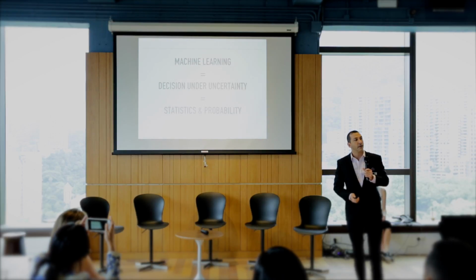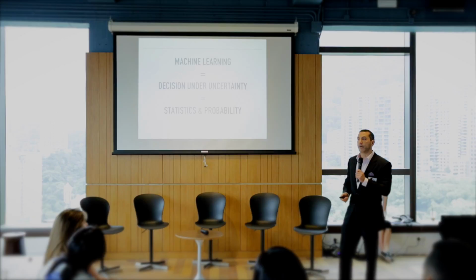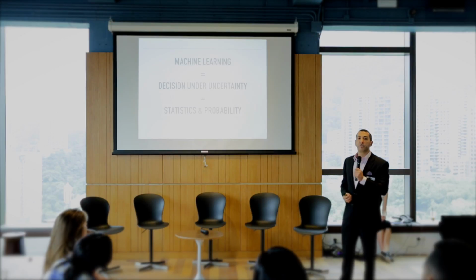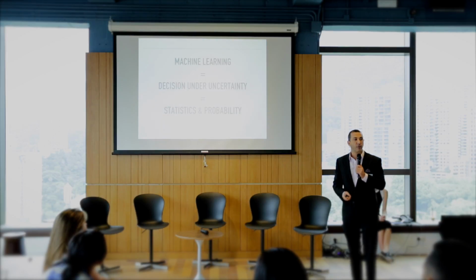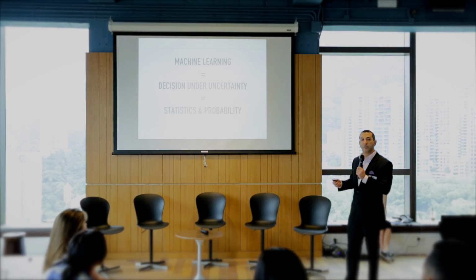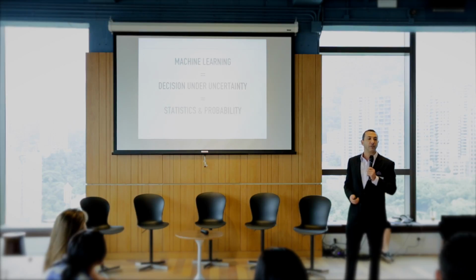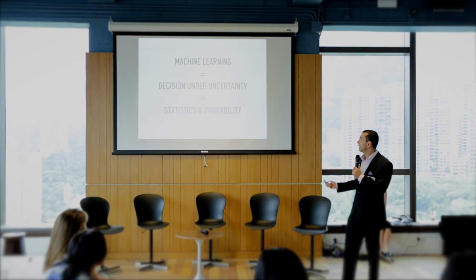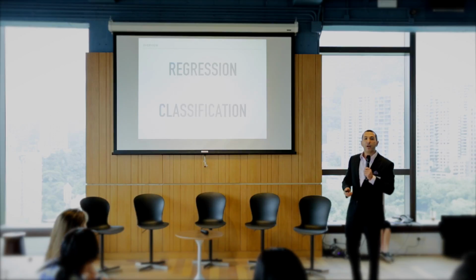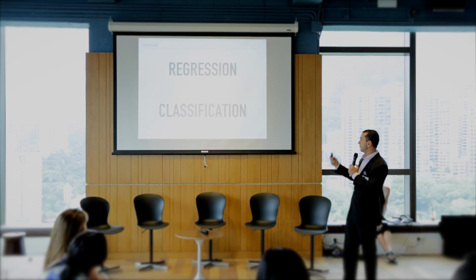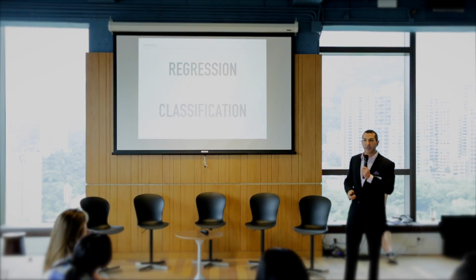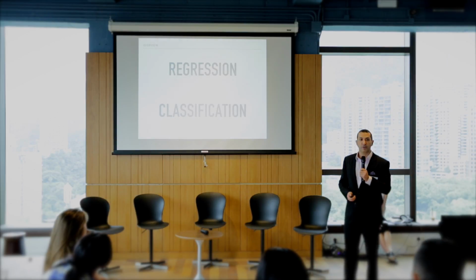So, machine learning, which is a core piece of artificial intelligence. It's really understanding how you make a decision under uncertainty. Because if you know exactly the correct answer, you don't need software, you don't need to learn anything. And decisions under uncertainty involve statistics and probability. In general, and this is a gross generalization, there are two types of machine learning. There's regression and there's classification. We're going to take a look at both of those.